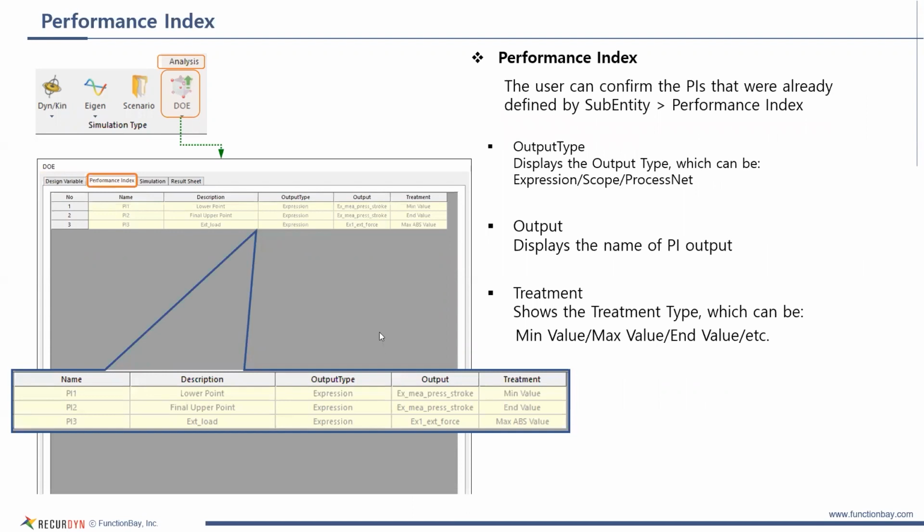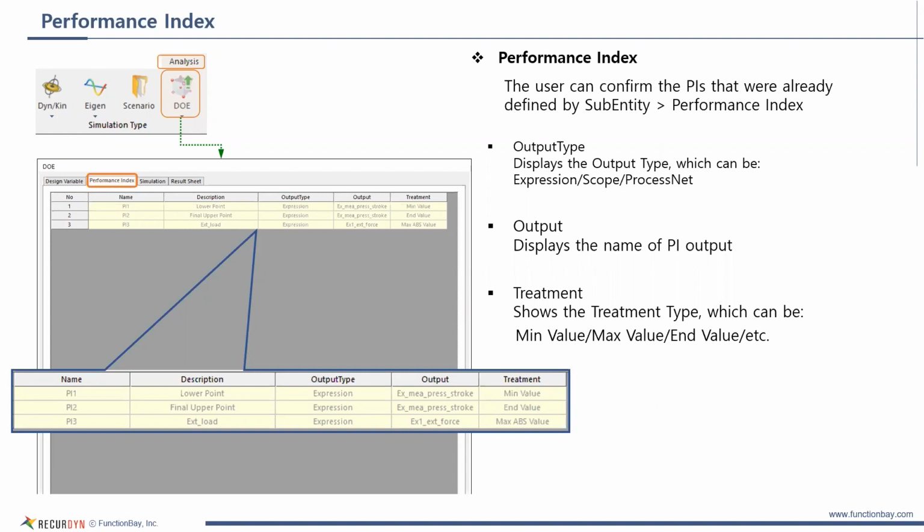And then the next step would be to click on the next tab, which would be the performance index tab. This brings up the list of performance indexes that you've previously defined. This is more of a way to check things over and confirm that they are what you want to use moving forward.